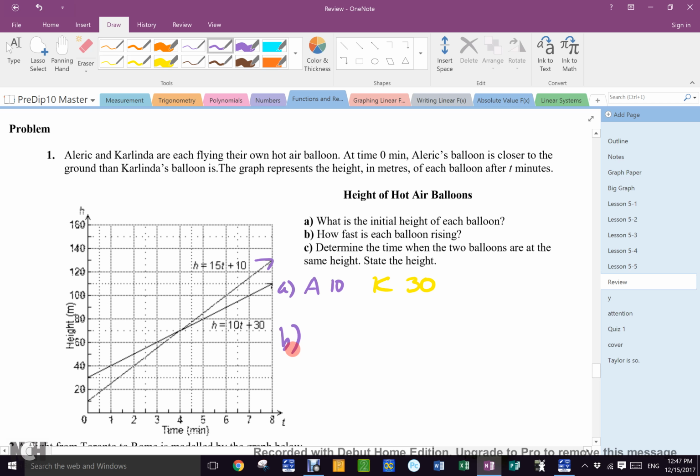B. How fast is Alaric's balloon going up? 15 meters per minute. Right? 1, 2, 3, or 4? Is 50 meters per minute. 1, 2, 3, or 4 on the 1, 2, 3, 4 scale. Could you make an argument for 4?